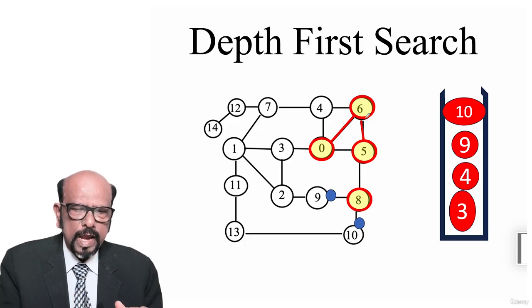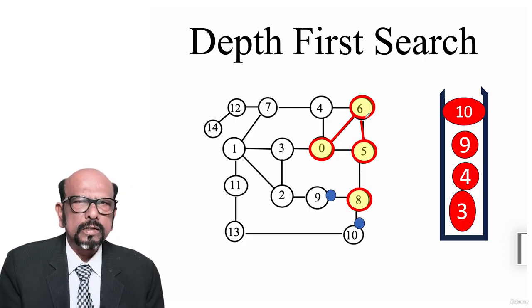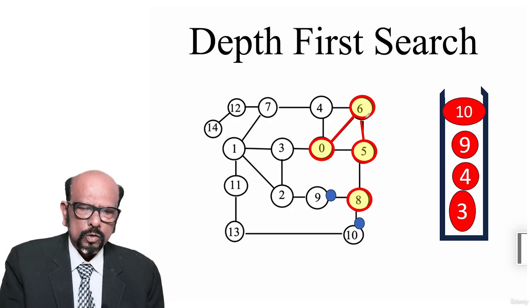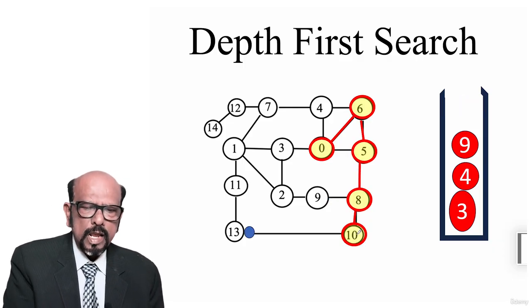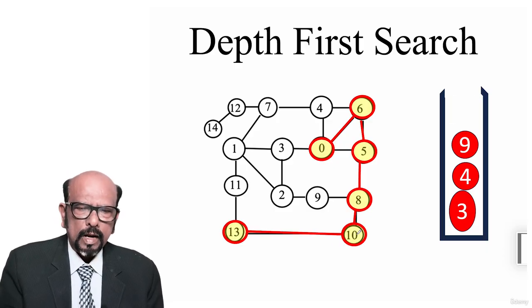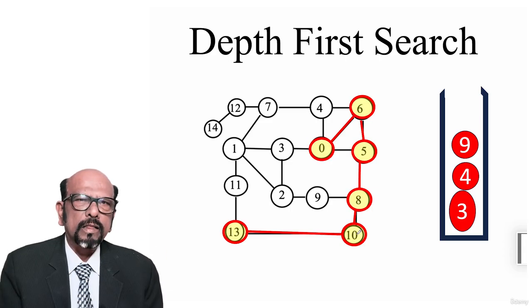Depth first search of 8 will be done by finding out what are the neighbors. 10 and 9 are the neighbors. So put 9 inside, put 10 inside. Now pull out from the stack 10. So now we will start doing DFS of 10. What will happen? 10 has 13 as the neighbor. So we have to put 13 inside. Now pull 13 and we have to do the DFS at 13.